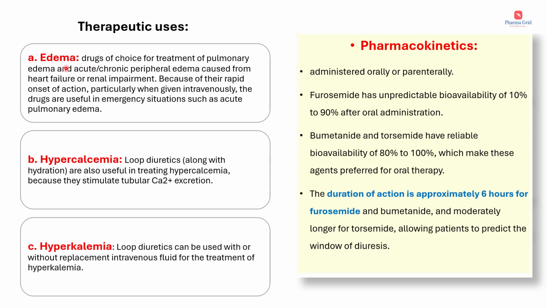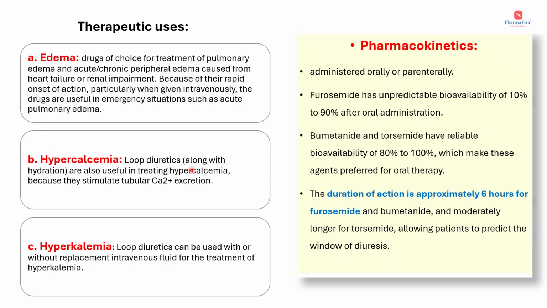So, edema. Loop diuretics are the drugs of choice for treatment of pulmonary edema and acute or chronic peripheral edema caused by heart failure or renal impairment. Because of their rapid onset of action, particularly when given intravenously, the drugs are useful in emergency situations such as acute pulmonary edema.